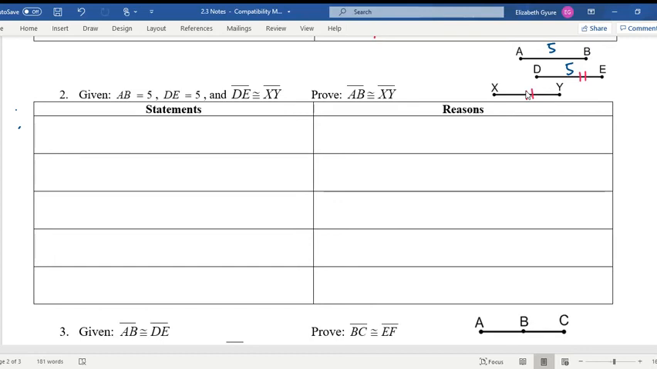Yes, that's what we're going to do. We're going to show that since these have the same value, XY will also have the same value, which will then make them congruent. We just got to write it out all pretty now.